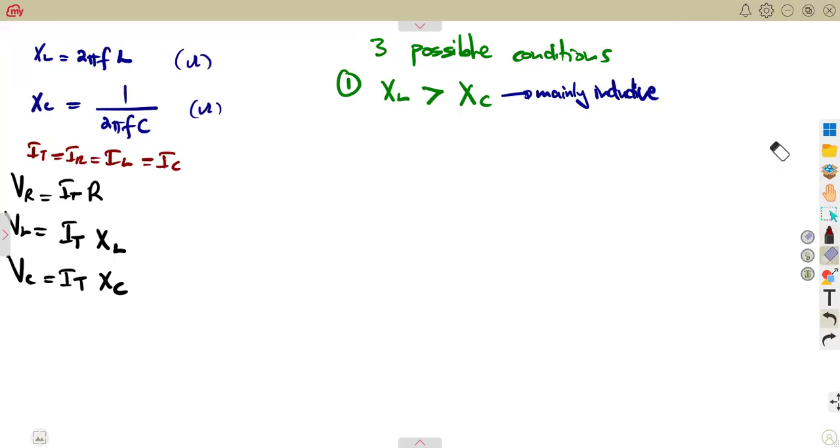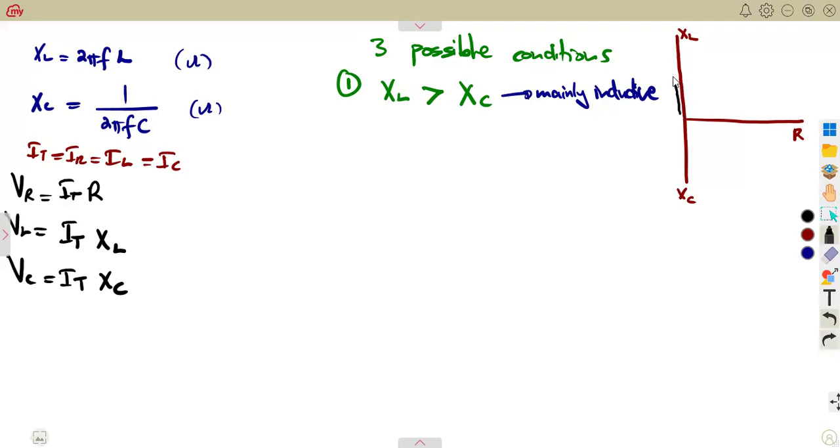On your phasor diagram, you are going to present XL and XC when XL is greater than XC, which is mainly inductive. So in this case, you present your XL, you also present your XC, and we also talk of the resistance. But for the total impedance, because it is more inductive, we are going to have the difference.